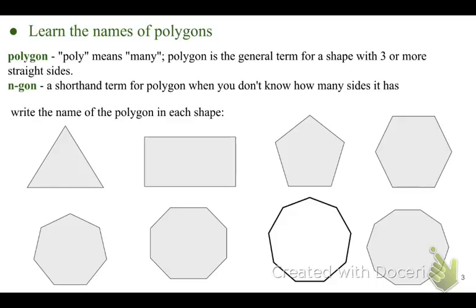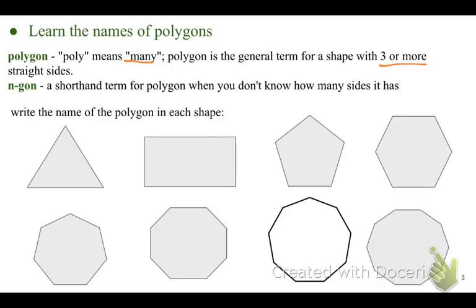Okay, let's learn the names of polygons. And most of these you already know, so I'm treating this really as a review. But polygon, poly means many. So polygon is a general term for a shape with 3 or more straight sides. A triangle is a polygon, and something with 100 sides is also a polygon.